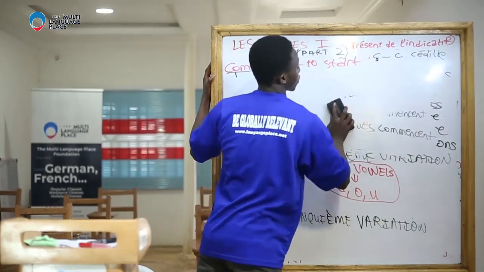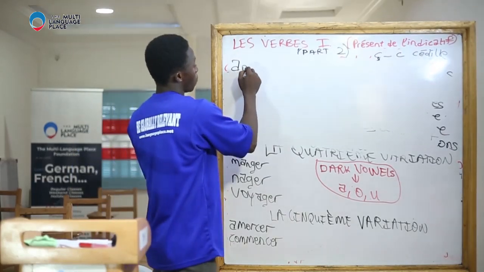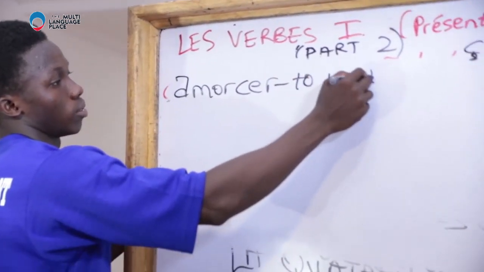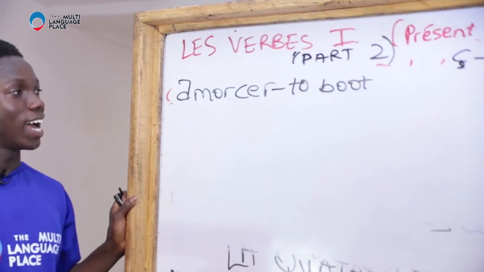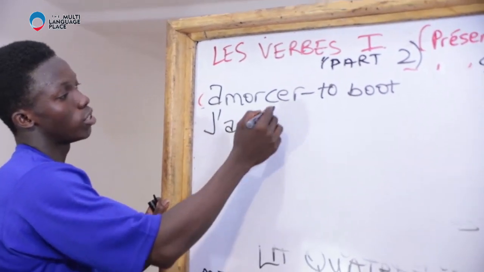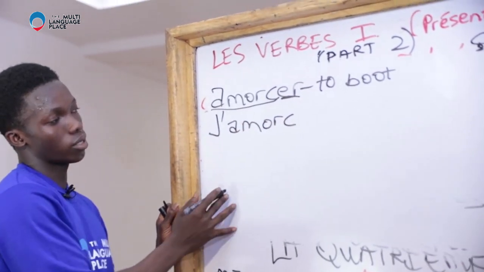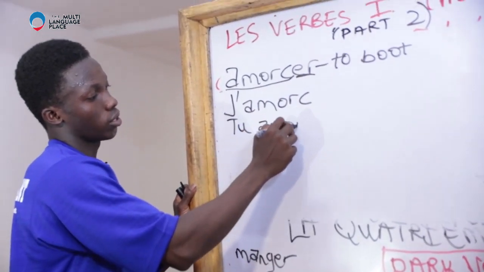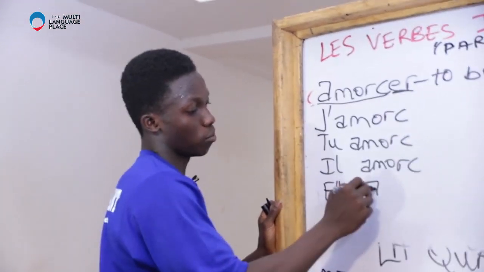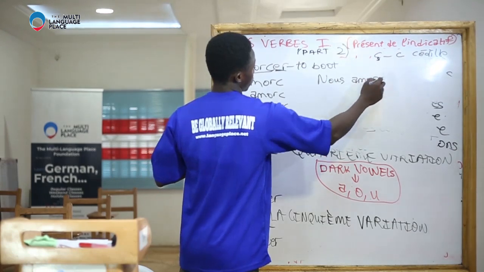Amorcer. Amorcer means to boot, as in to boot a computer. Now, once we remove the ending, what remains is the stem. We add the stem: j'amorce, tu amorces, il amorce, elle amorce, nous amorçons, vous amorcez.